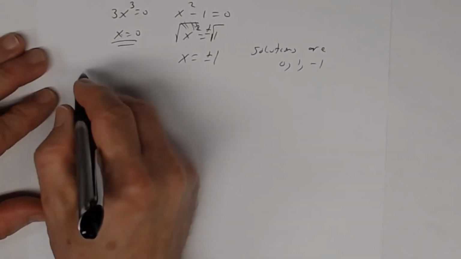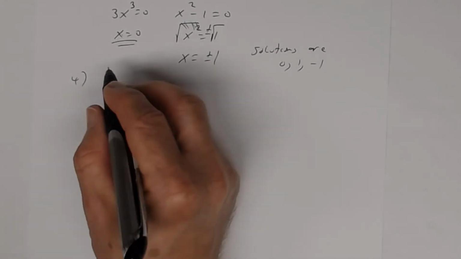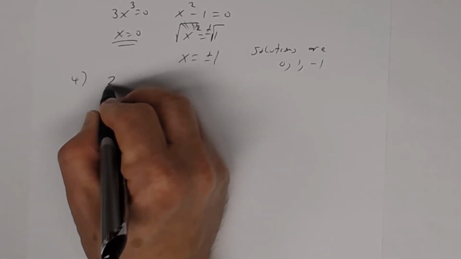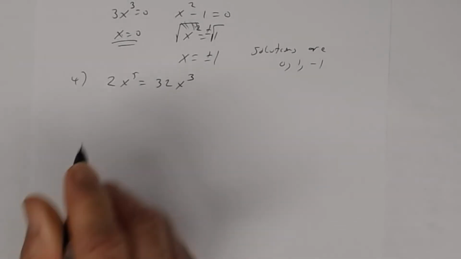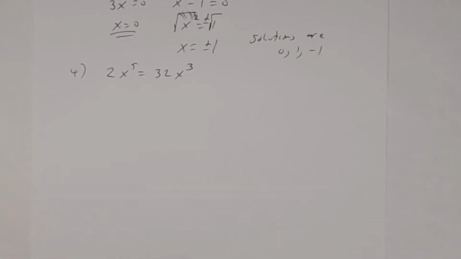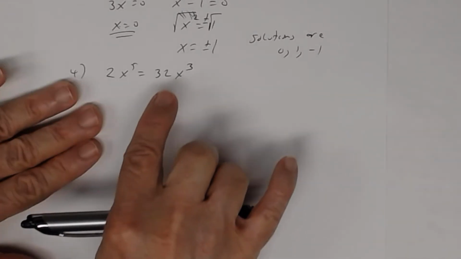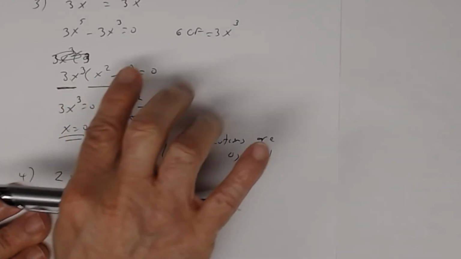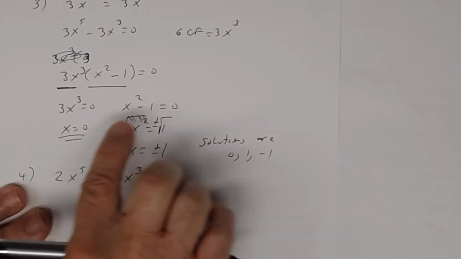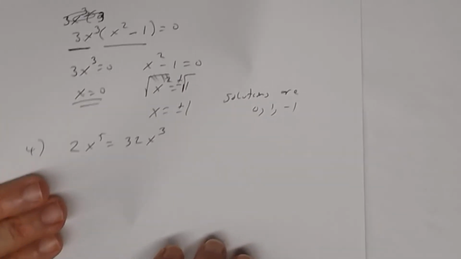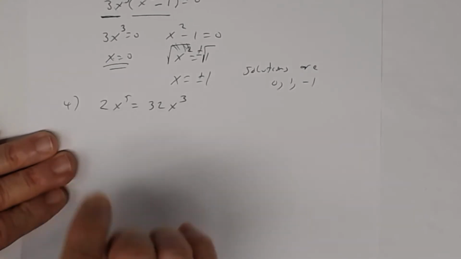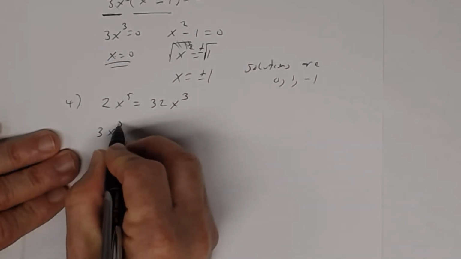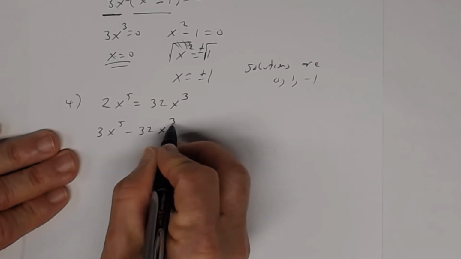All right, number 4. In number 4, we have 2x to the 5th equals 32x cubed. First thing you're going to do, remember, the whole process is to factor out the GCF and set each of those factors equal to 0. Well, in order for that to happen, you better have 0 on the other side. So we got to put this in standard form. So I get 2x to the 5th minus 32x cubed equals 0.